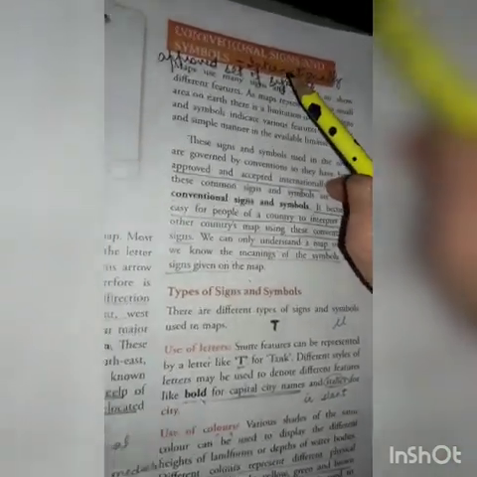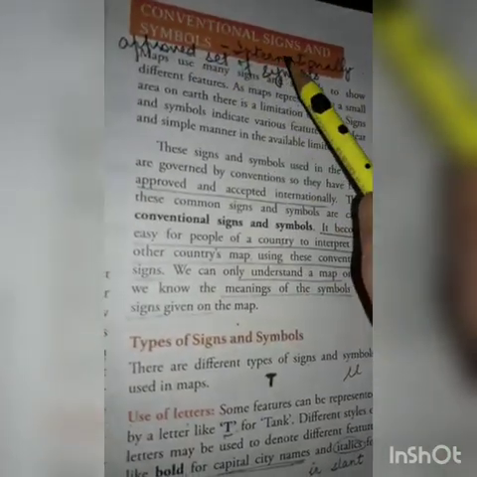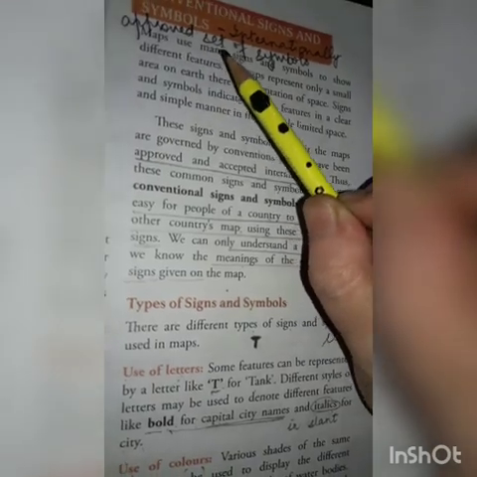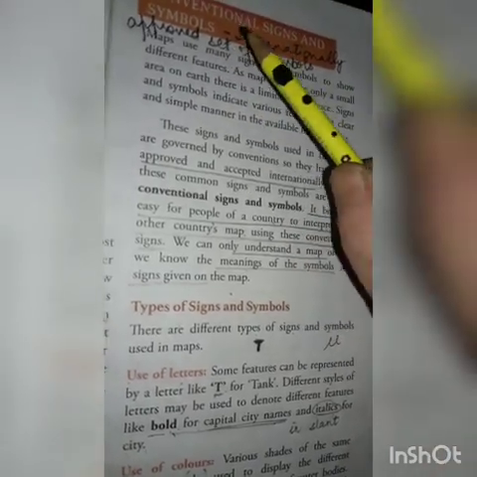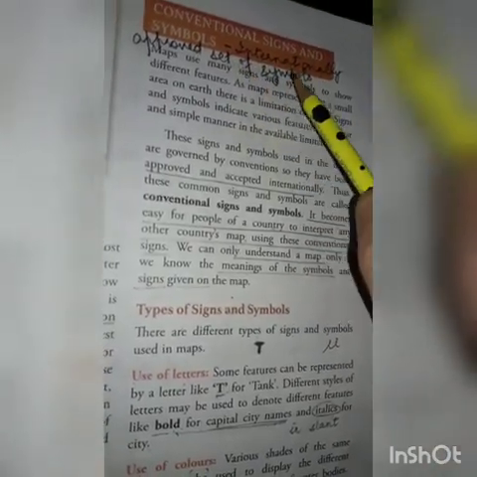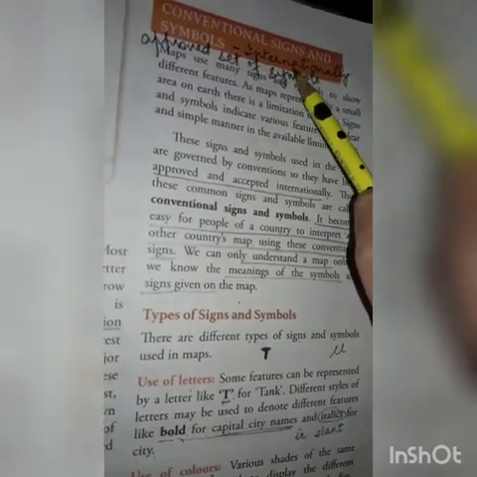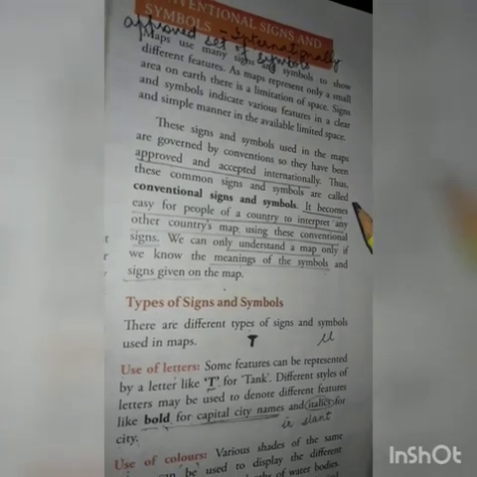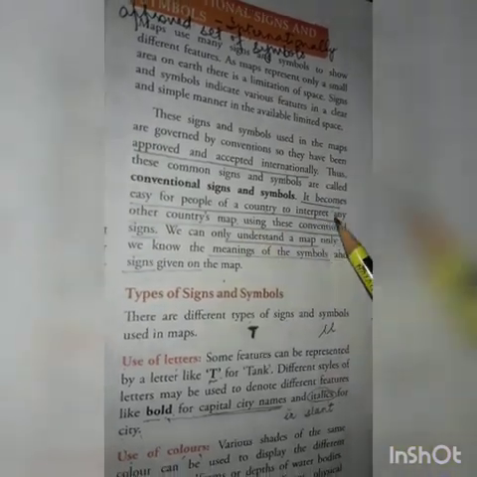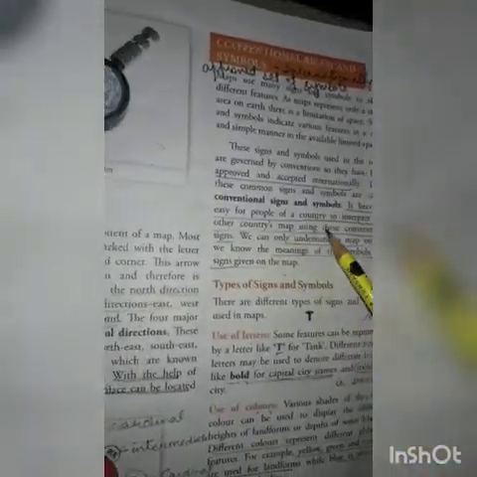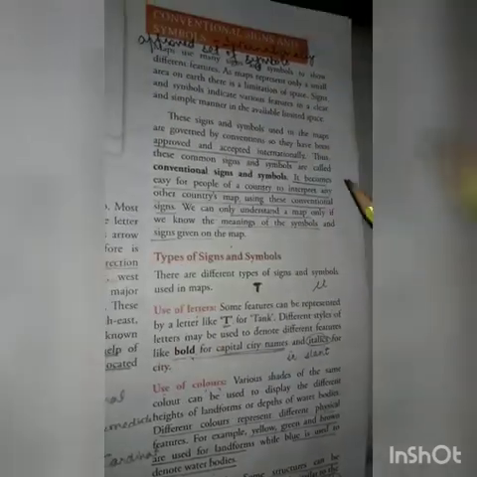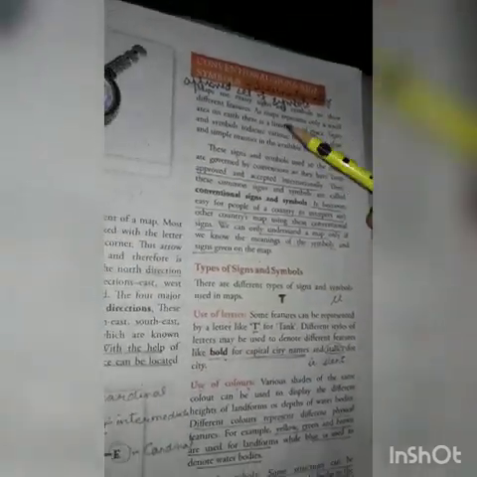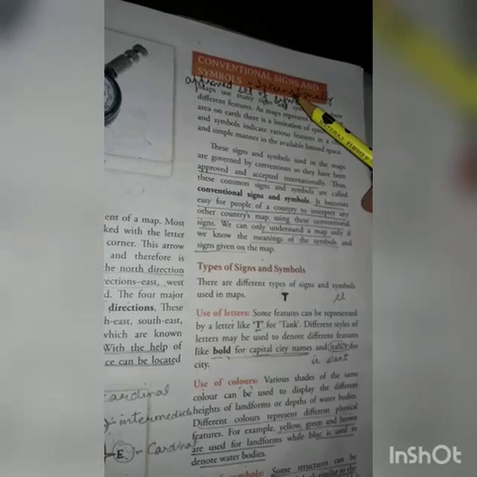Next is conventional symbols. Keep a closer look at it. Conventional signs and symbols are used on a topographical map. These are an internationally approved set of symbols. You may write in short: internationally approved set of symbols. They help people to interpret any other country's map using these symbols. People all over the world follow the same set of symbols to understand the map.